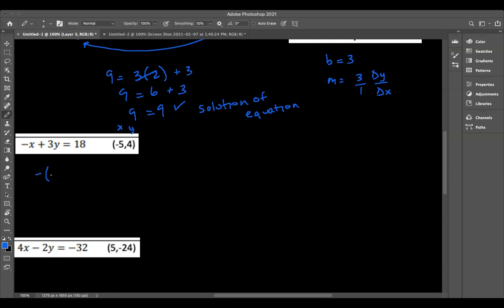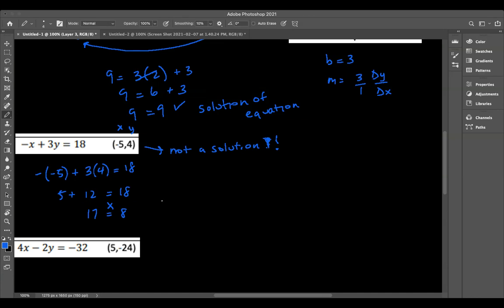So we have negative 5, plus 3 times 4 equals 18. If I do my PEMDAS here, a negative times a negative is a positive. This becomes 12, and this becomes 18. So we have 17 equals 18, not equal to each other. So this is not a solution. Oh, I didn't mean to put a question mark, I meant to put an exclamation point. So that would be not a solution.